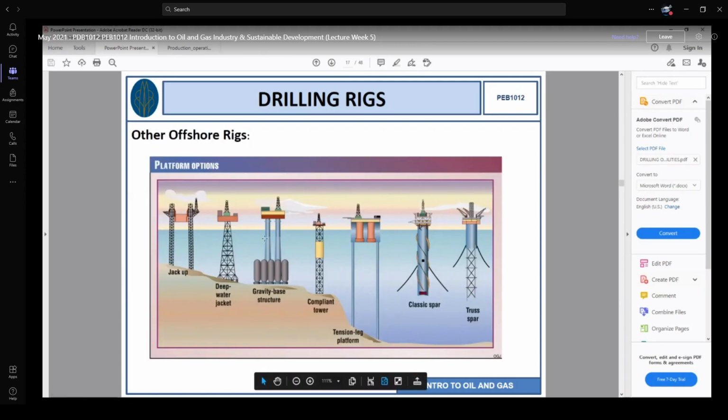From this schematic, you can see the different kinds of rigs: the jackup rig, deep water jackup, the gravity-based structure, the compliant tower, the tension leg platform, and the classic spar and truss spar. Forget about all these, and just focus on the jackup, which is the most commonly used.